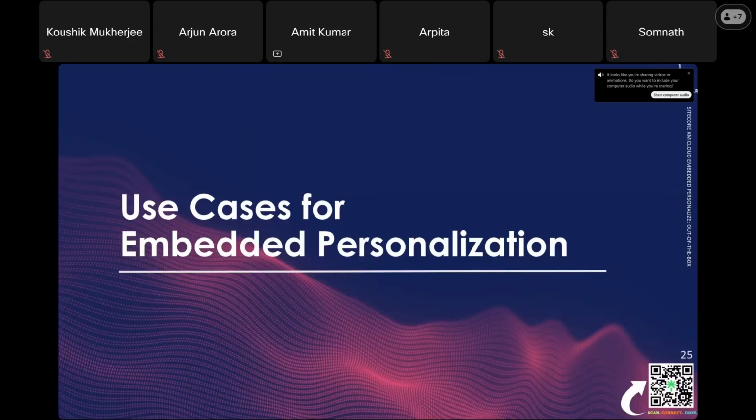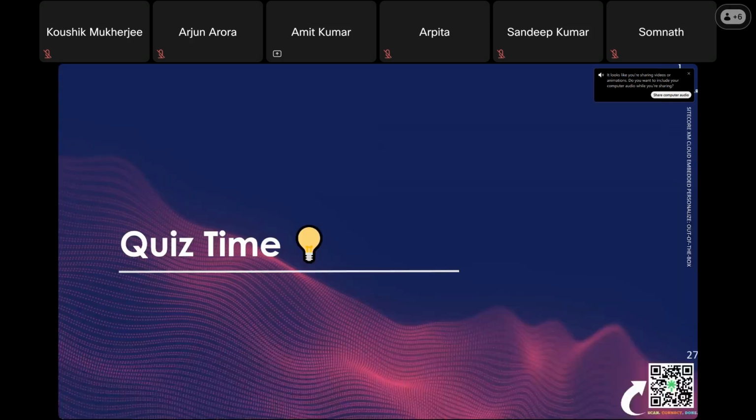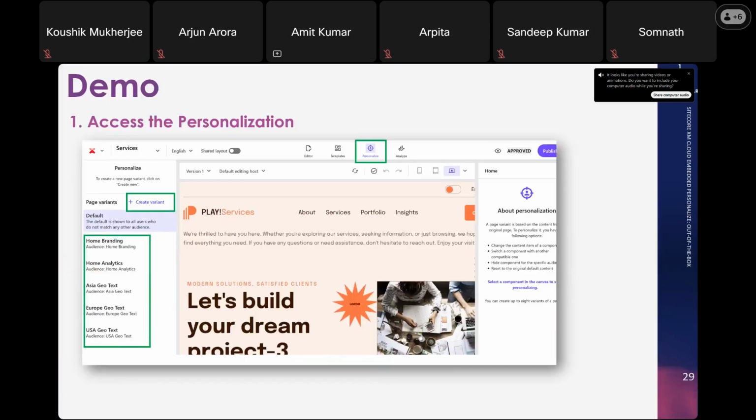So use cases for embedded personalization: page level personalization, you can implement that. Geolocation based personalization. You remember when you used to work in XP, you needed to enable the geolocation API and those things. Here you do not need to do any configuration. Audience segmentation, you can utilize the out of the box conditions for defining the audience groups. And promotions or any campaigns you are running, in those cases also, the simple use cases, you can utilize this. Now move to the demo. I will come to the demo.